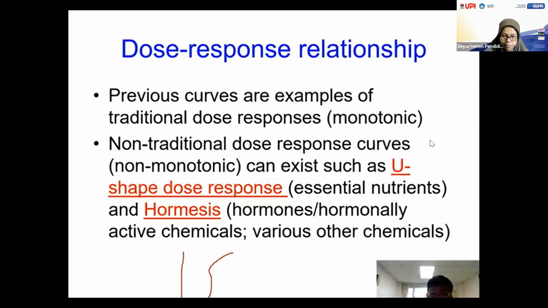So let's look at certain examples of this kind of non-traditional dose response relationship. So at least we can know what kinds of non-traditional dose response relationships are present, and why they are present. What are the kinds of chemicals that are present? So usually the U-shaped one is for essential nutrients, sometimes heavy metals, and sometimes vitamins. Then you have homeostasis, usually for hormones, like thyroid hormones. You have so-called estrogen, testosterone, all these kinds of hormones.